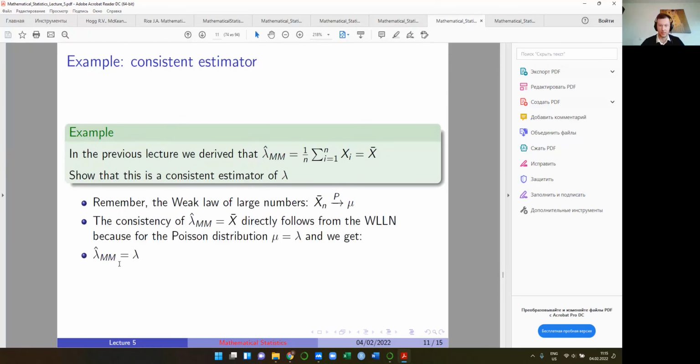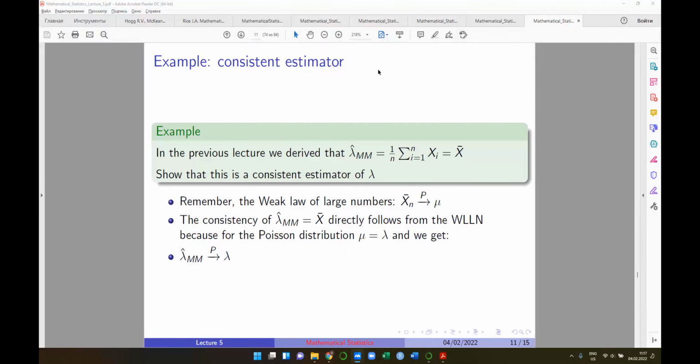Well, yeah, so there is another typo. It must be not equal, but it must be converges in probability. It must be this arrow. Lambda hat, estimated with the help of method of moments, converges in probability to lambda. It's not equal. No, it's not equal. It must be like this. Let me also correct it.